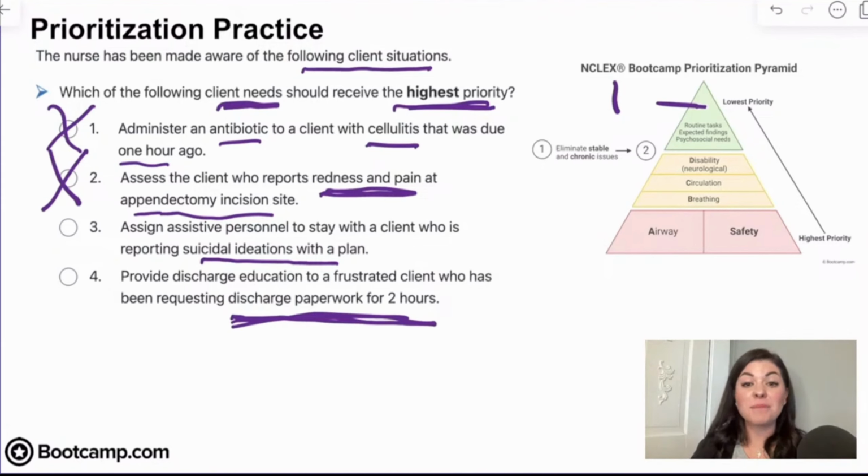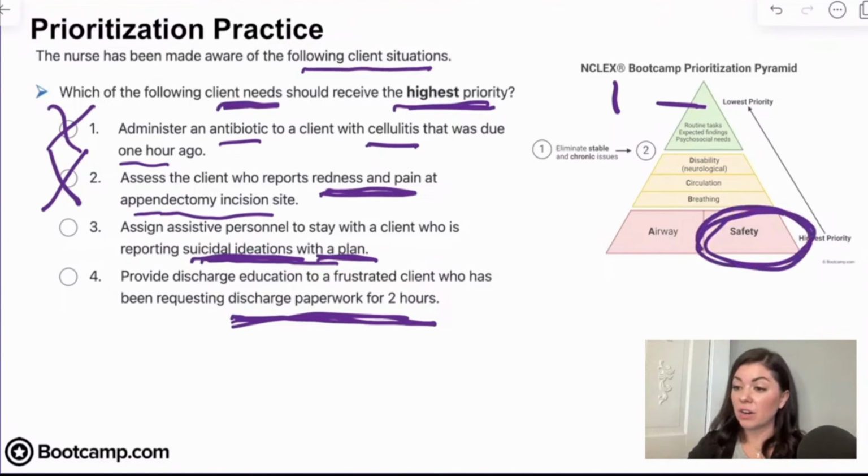And then option 3, which is you guys' favorite, and I totally agree, is assigning assistive personnel to stay with the client who's reporting suicidal ideations with a plan. Because anytime a client has suicidal ideations, we should of course be concerned. But it really increases the level of acuity when a client has a plan. Many times when they have a plan, they have thought this through, and there is a much higher likelihood that they will make an attempt on their life. So that is, as you guys have said, a huge safety issue, which is a very, very high priority.